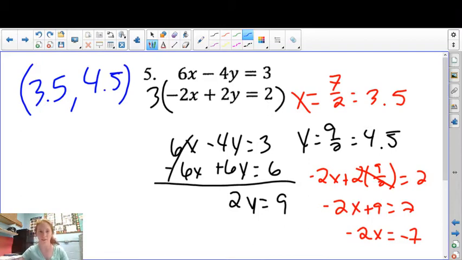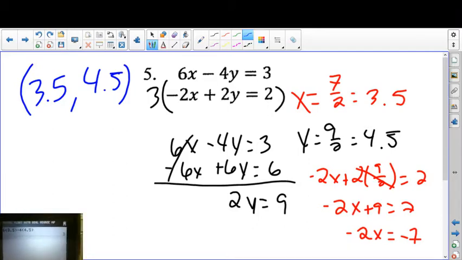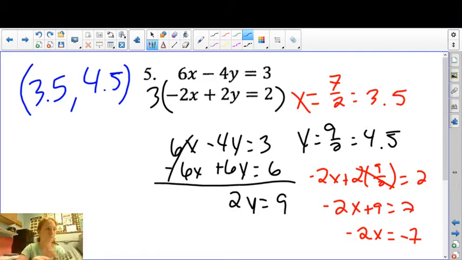Three and a half, 4.5, and double check. 6 times 3.5 minus 4 times 4.5. Ooh, it gives me 3. It worked.